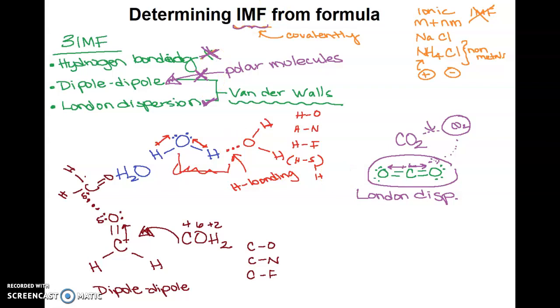One important thing I always like to point out for London dispersions is if it is a hydrocarbon. What that means is that it only has hydrogen and it only has carbon in the formula. You shouldn't even have to figure out the Lewis structure. You just know it's non-polar.